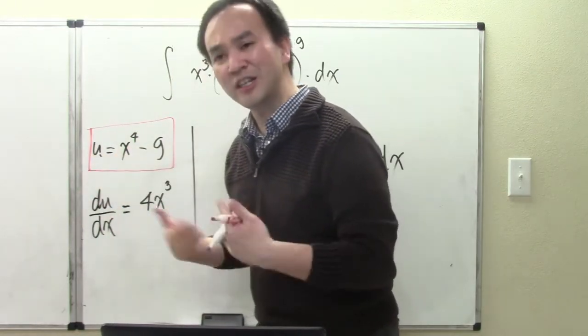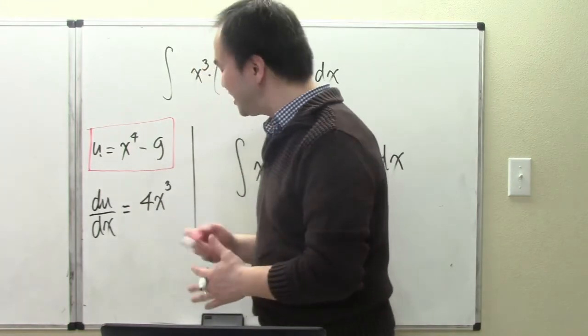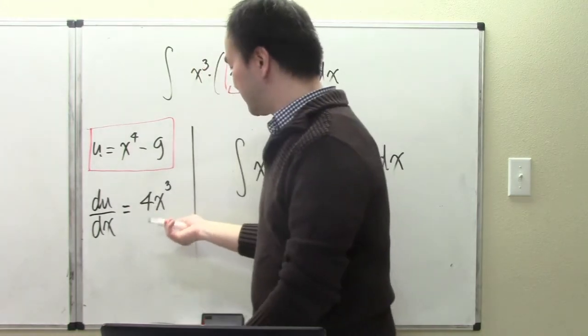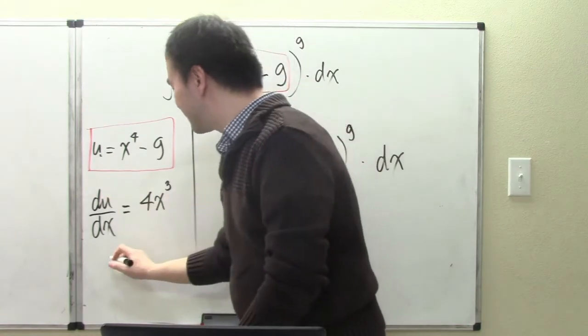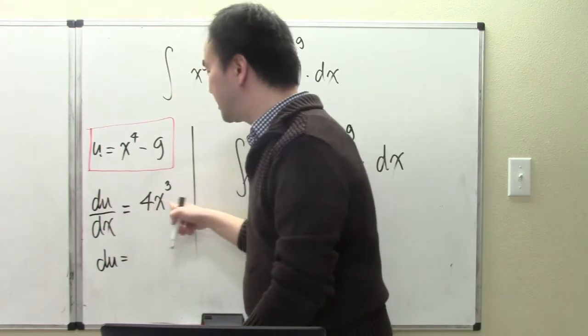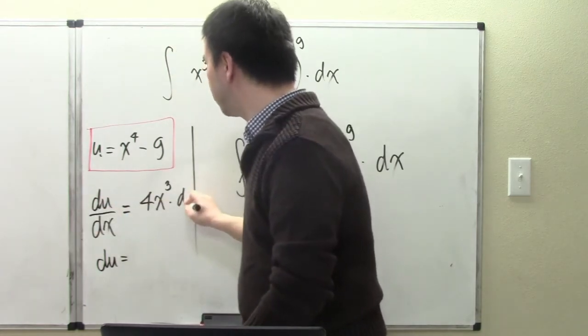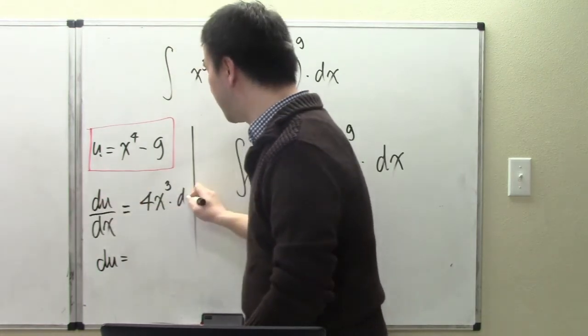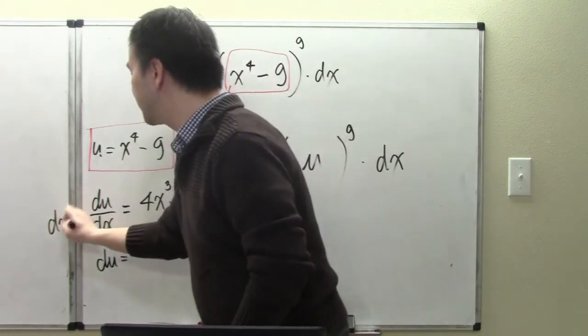So what's the good usefulness of that? What's the good usefulness of that? The good usefulness of that now is that from here I can multiply both sides by dx. I'm moving extremely cautiously here.